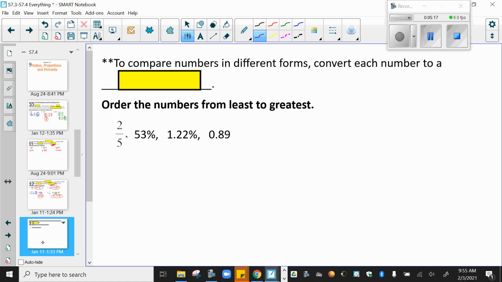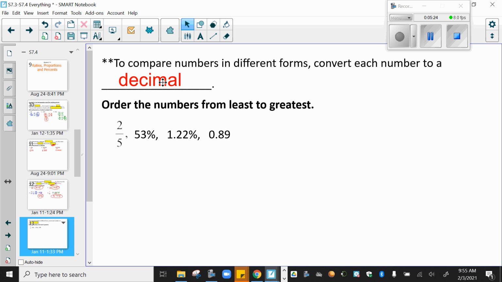All right? To compare numbers in different forms, we have to convert each number to a decimal. That's the easiest one to go from all of them, right? So let's do it. 2/5. Well, I can divide that. That's one way to do it. That gives me 0.4, so I'm going to write it as 0.4.